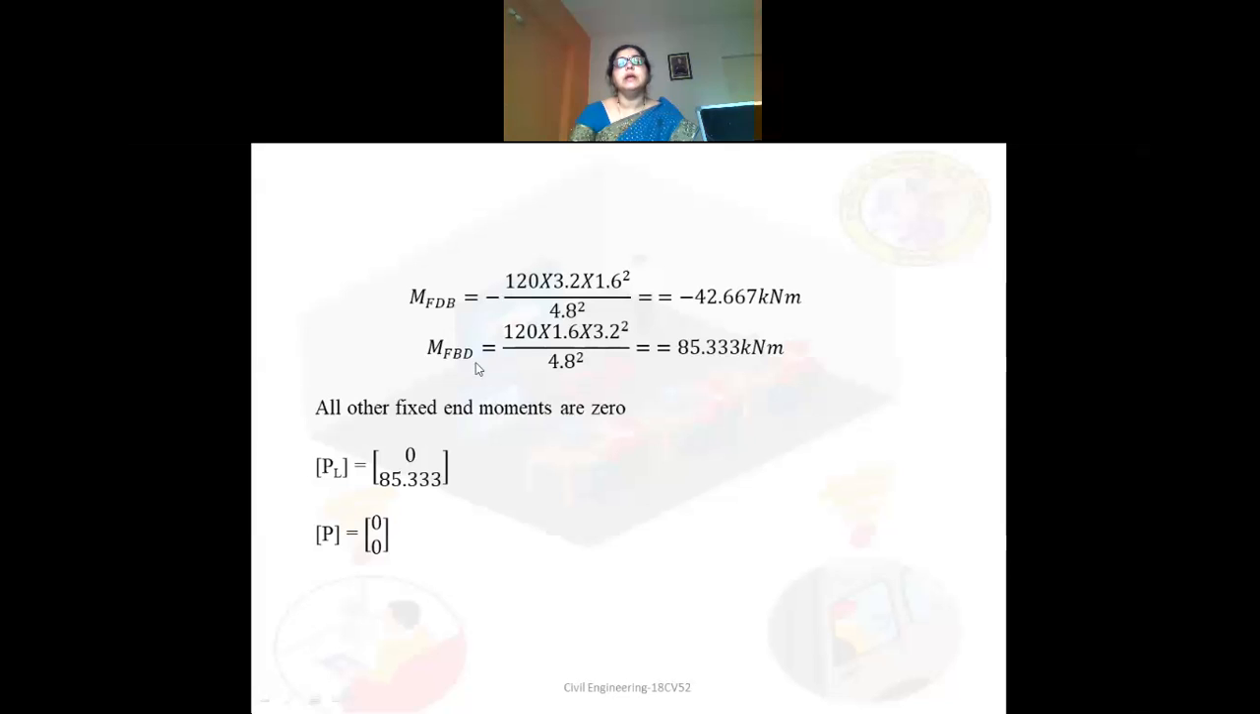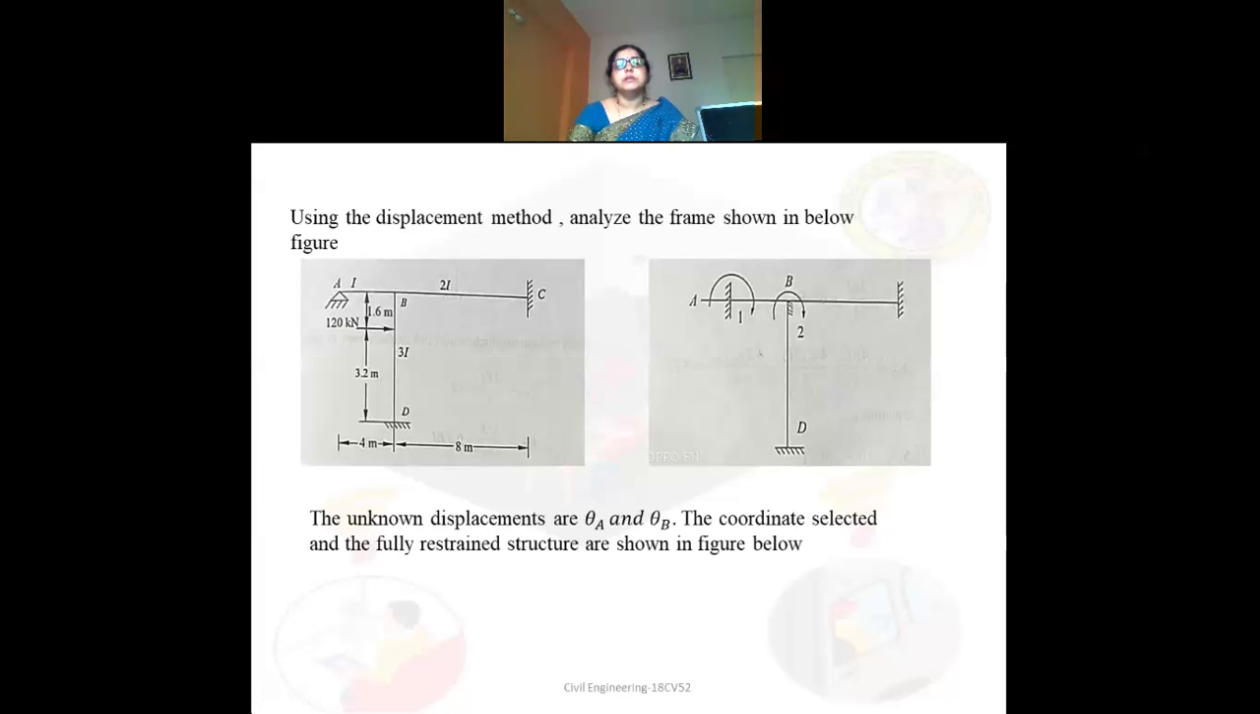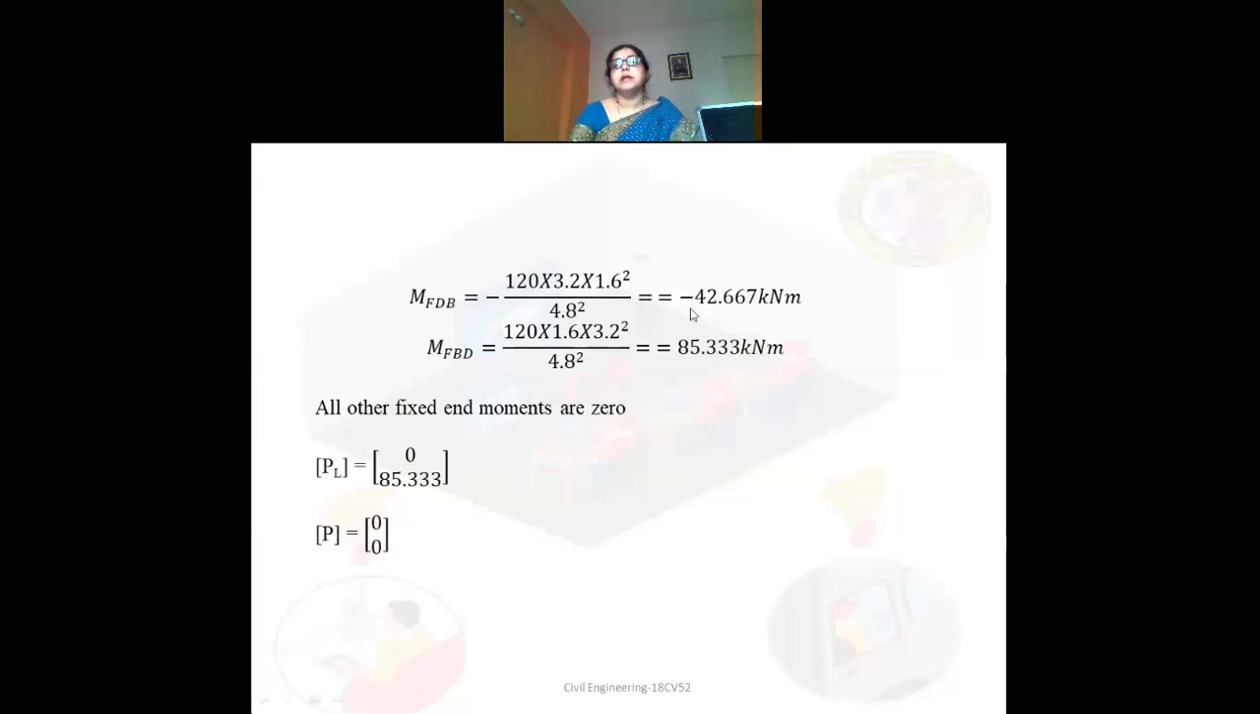MFDB, MFBD. Always we have to start from the support. So from DB, if you are starting, it is anti-clockwise, minus WAB square by L square, and for BD, MFBD is equal to plus WBA square by L square. So how much is it? Minus W, 120, A value is 3.2, B value is 1.6 squared, divided by total length 4.8 squared. What is the answer we are going to get? MFDB is minus 42.667 kilonewton meter, and MFBD is plus 85.33 kilonewton meter.